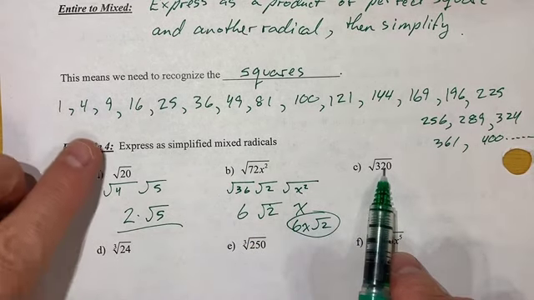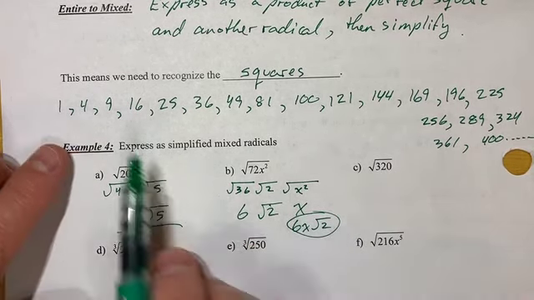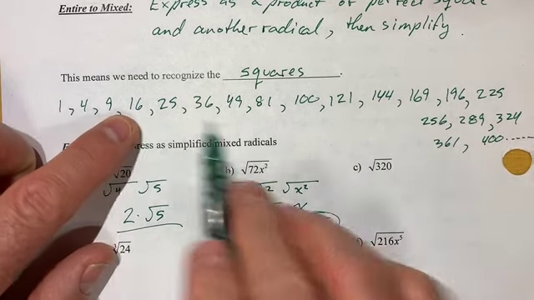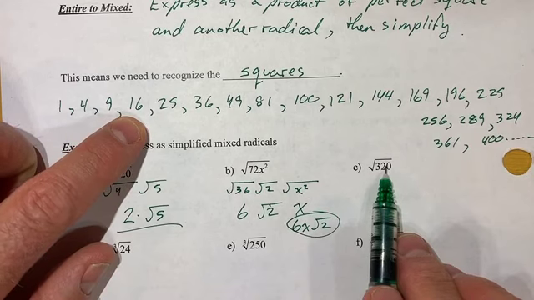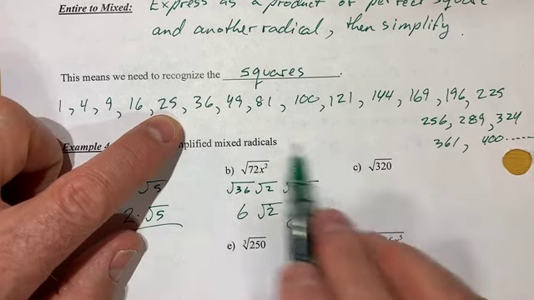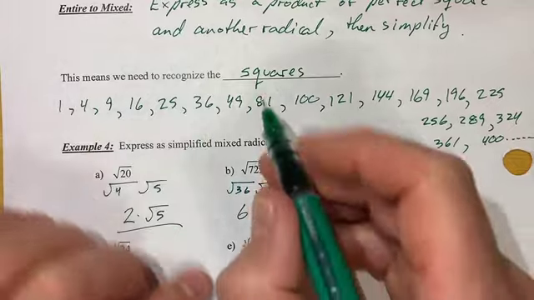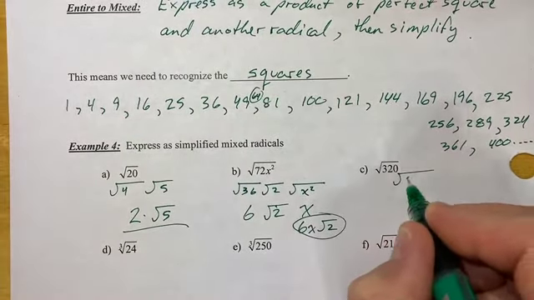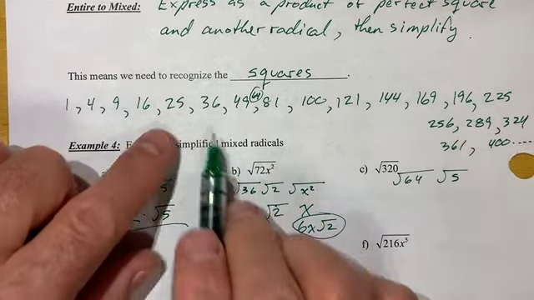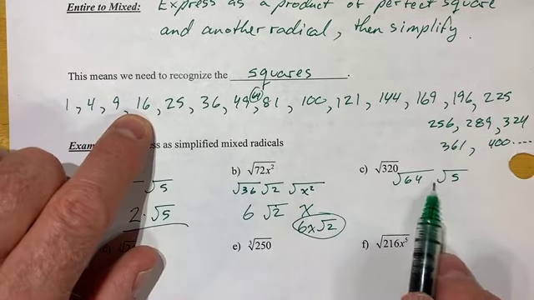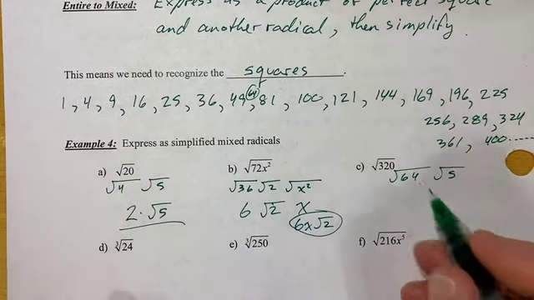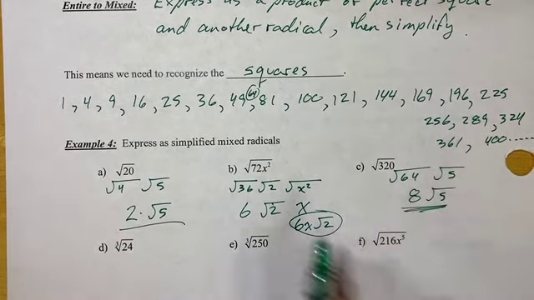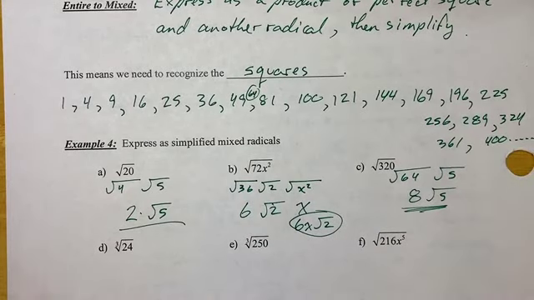Okay, 320. How do I break up 320? 4 times something. Yeah, I can make it 4 times 80. 16 times something, I could make it 16 times 20. 25 doesn't divide in. 30. 64. Oh, I missed 64. 64 is in here. This is root 64 times root 5. Now, I could have done it as other ones, 16 and 20, but it would have taken 2 steps. So this is 8 times the square root of 5. So if you recognize these numbers, your life becomes way easier.